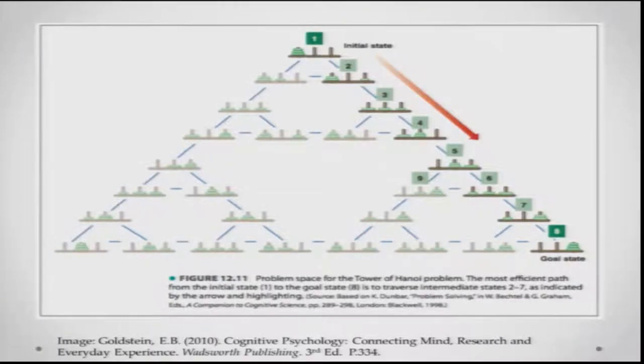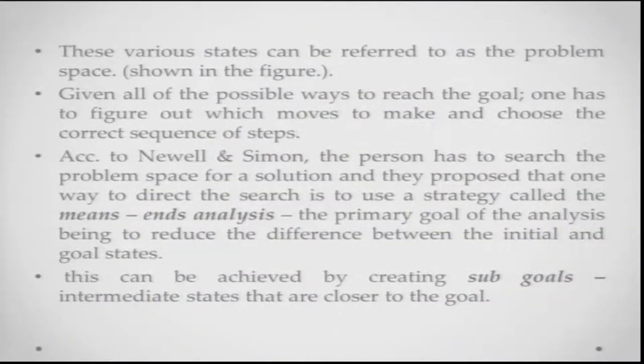Now, just note, a lot of times people would not have visualized all of the problem space. So basically what they are doing is moving in a defined problem space, which by the way they are not really aware of. It's almost like moving in the dark, from the initial to the goal state by taking some intermediate steps. So given all of the possible ways to reach the goal, the task of the problem solver is to figure out which moves to make and choose the correct sequence of steps, because that is what is going to take them to the goal state in the shortest amount of time.